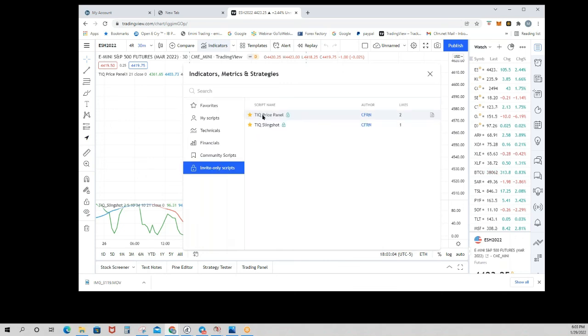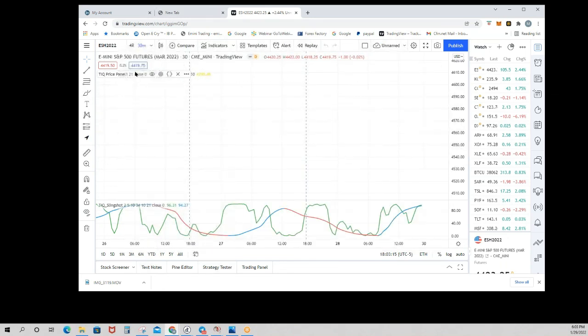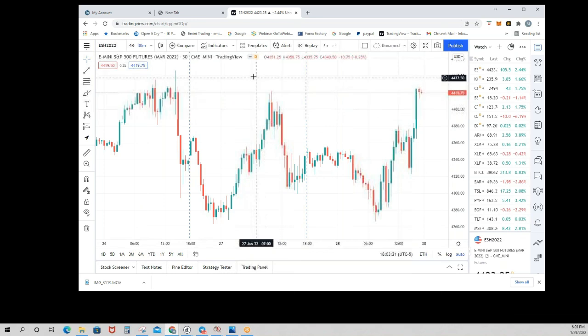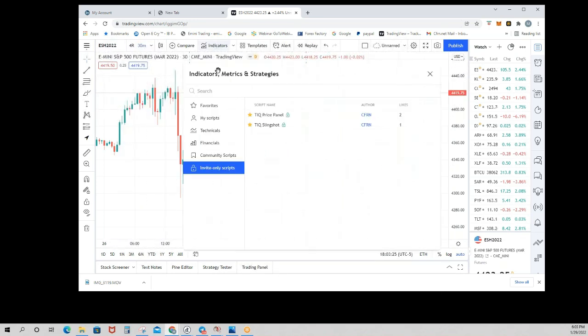When you do that, you'll have TIQ price panel and TIQ slingshot. Click on each one of those once. Click on it one time, each one. And I'll show you what it will do. Here you see this is the price panel. I'm going to delete that, and I'm going to delete that. Now, if I go to auto right here, it'll bring all the chart back up. And so all you have to do is go to indicators, invite only scripts, click on that one time, and click on that one time.